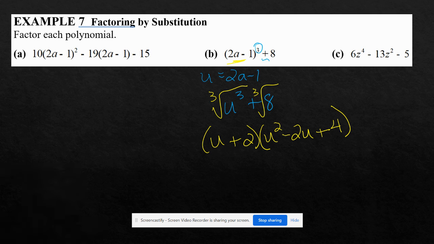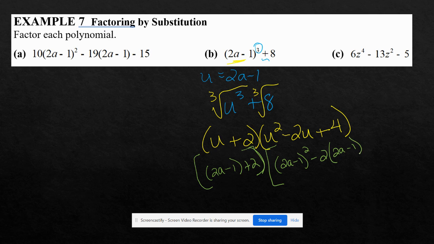So we go back in and say, all right, this u is really 2a minus 1 plus 2. And then we got to come in here and do the same thing. 2a minus 1 squared, minus 2 times 2a minus 1, plus 4. Well, I have to do all of this math.